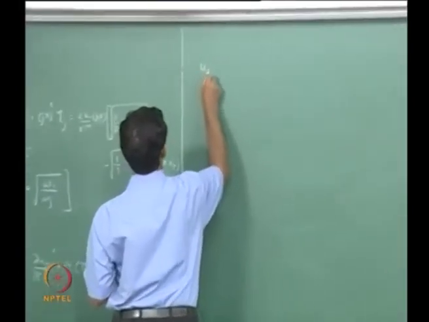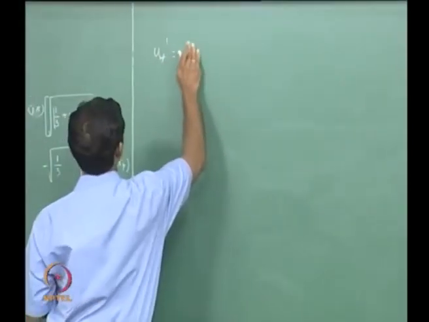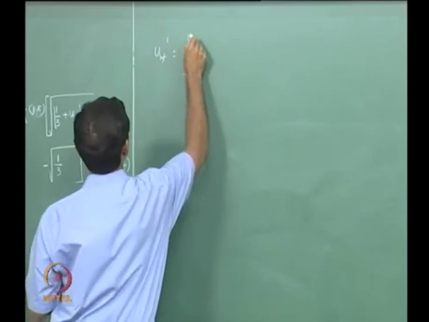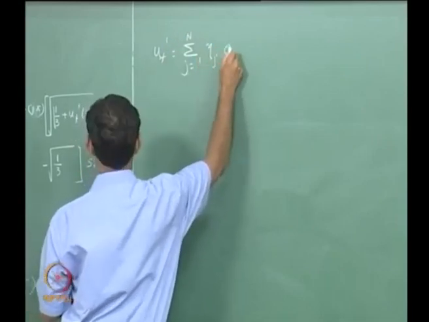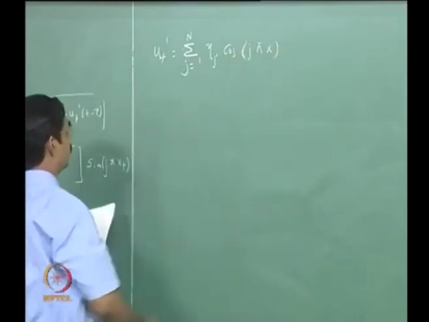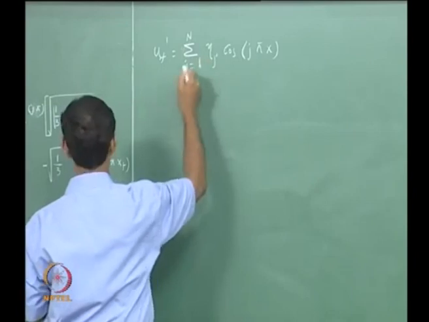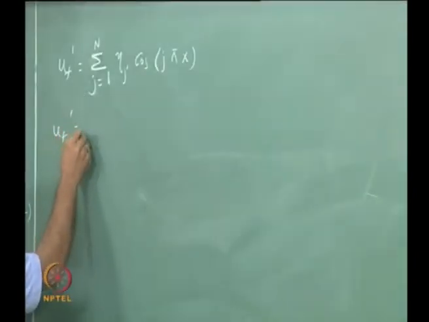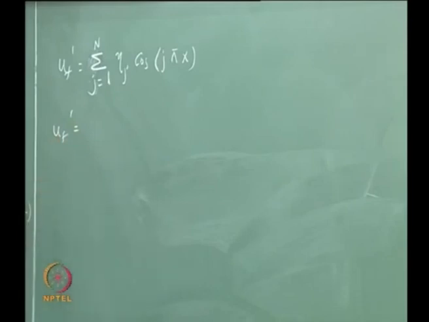So just go back, u_f prime equal to sigma j equal to 1 to n, eta j cos j pi x. So we can use any variable j or n or k, as long as you stick with one thing. So I will write in a little bit roundabout way, and you may wonder why I am doing this roundabout thing, but in the end you will get a sleek looking thing, so just be patient and just follow this.